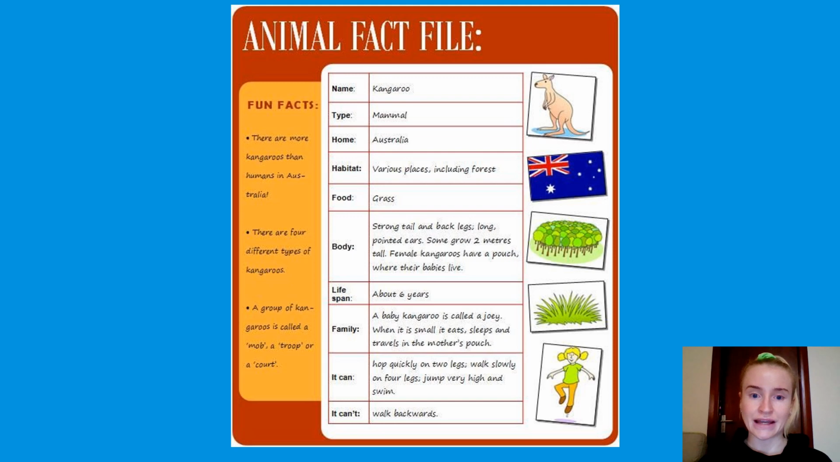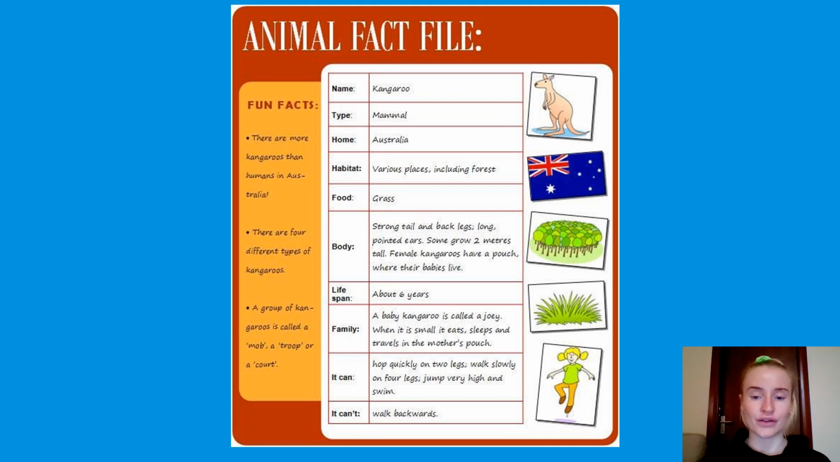So kangaroo is a mammal, that's the type of animal, and its home is Australia. Its habitat, which means where it lives, is various, so that means different places, including forests, so it sometimes lives in a forest. The food that it eats is grass. Its body is strong, has a strong tail and back legs, long pointed ears. Some grow 2 meters tall. That's really tall. That's a lot taller than me.